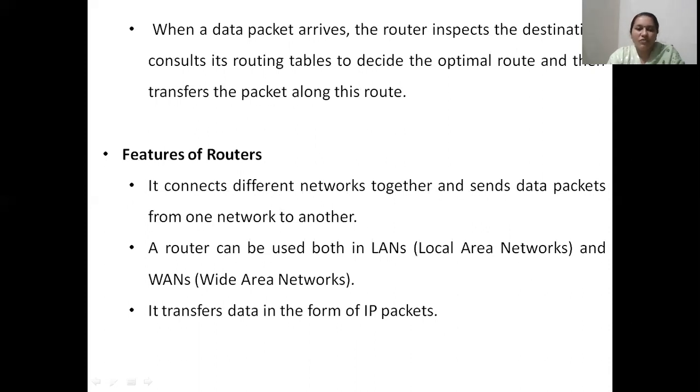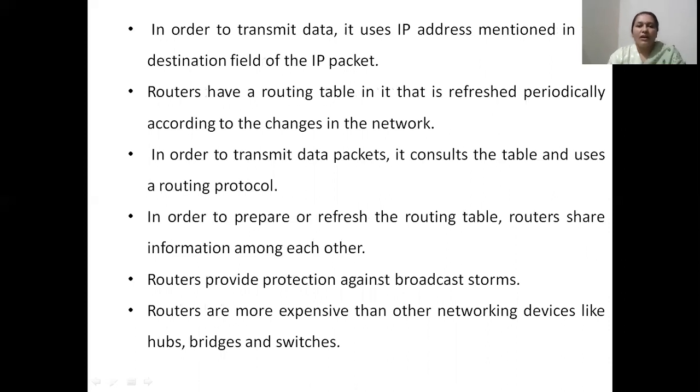Some main features of routers are that routers can connect different networks together and send and receive data packets from one network to another. Irrespective of whether it is a LAN or WAN, the routers can interconnect the network. Routers transmit data in the form of IP packets, and make use of the IP addresses of the nodes in order to transmit the packets to the destination. So it identifies the nodes on the network using IP addresses.